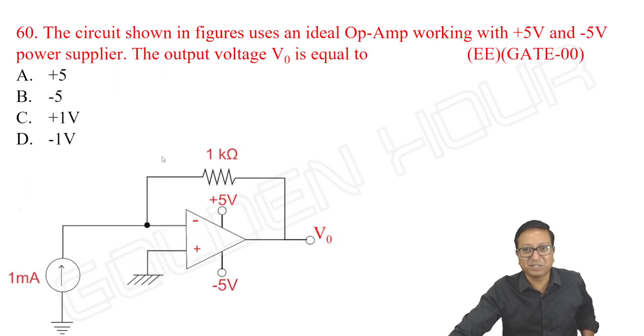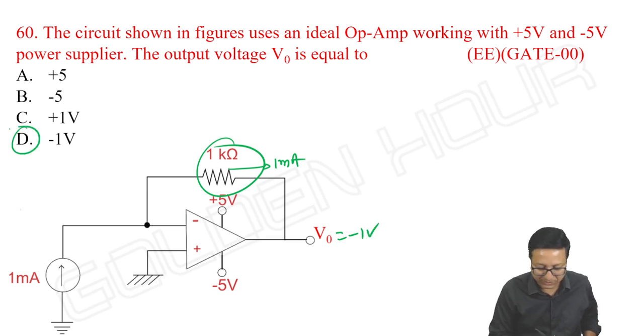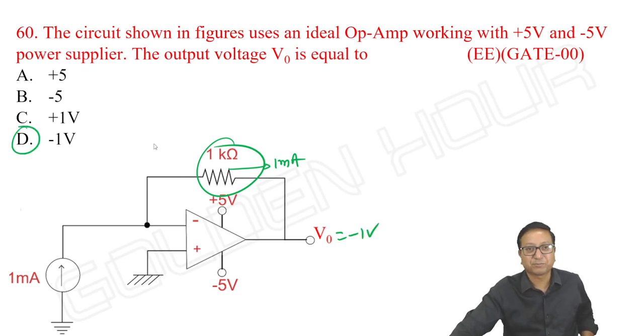This is a question asked in previous papers. The circuit shown in figure uses an ideal op-amp working with plus 5 volts and minus 5 volts power supplies. The output voltage is equal to what? Anyway, it is the voltage across it. So this current is 1 milliampere, so it is minus 1 volt. Option D is correct.